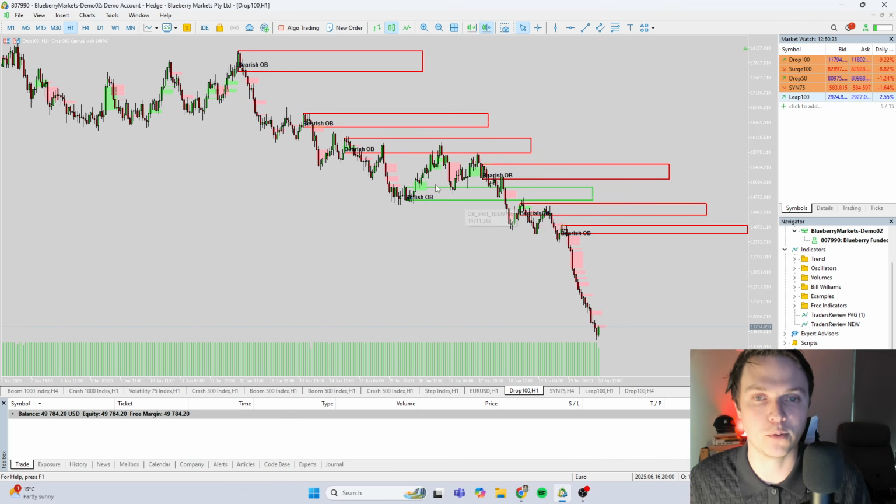It broke through the bullish one after it did it, so that's fine. Went in there for the sell, another bearish order block, it went in for the sell, so it works even super well on synthetic markets on Blueberry Funded.